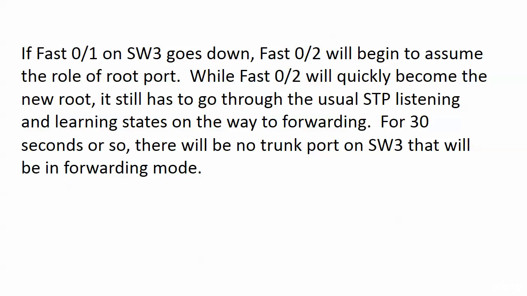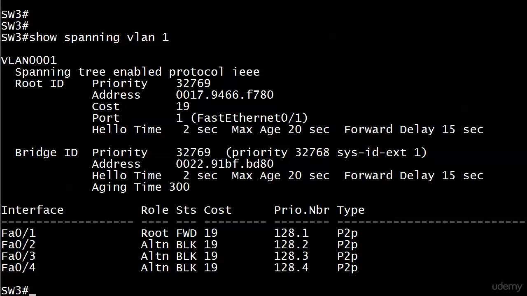Right now, if Fast Ethernet 1 on switch 3 goes down, Fast Ethernet 2 will begin to assume the role of the root port. Now that's going to happen really quickly. But while Fast 2 quickly becomes the new root, it doesn't mean that Fast Ethernet 2 is forwarding immediately. It still has to go through the usual STP listening and learning states on the way to forwarding. So for that time period, there will be no trunk on switch 3 that'll be in forwarding mode. And a good way to see that is to see it in action.